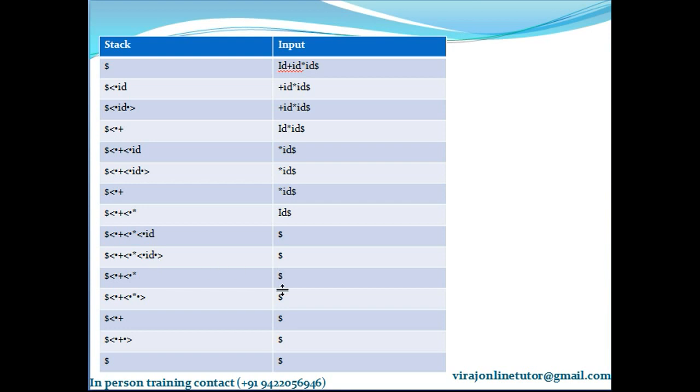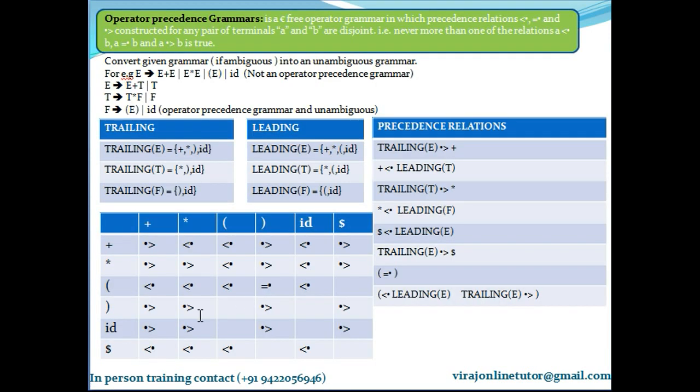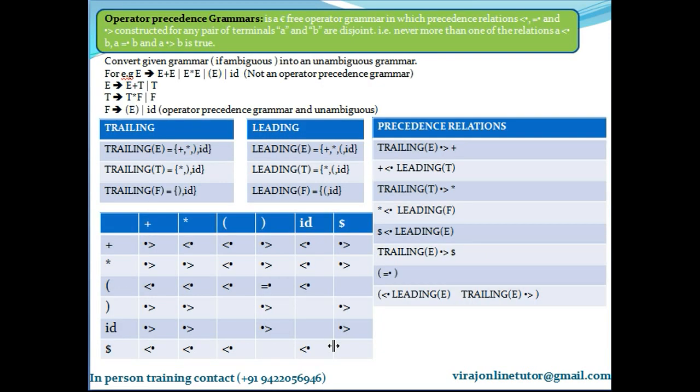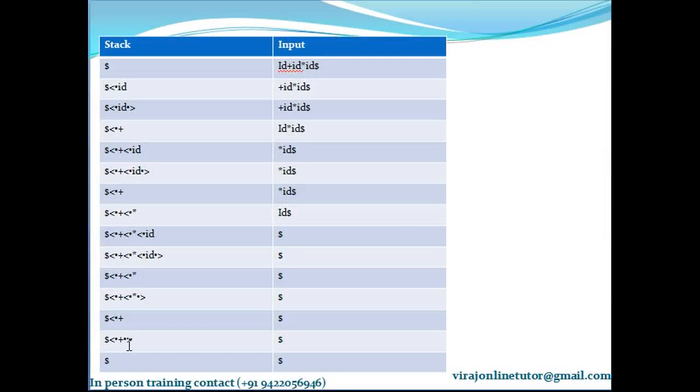What is asterisk on dollar? Asterisk on dollar is greater than, right? Fine. So keep on popping the elements till you encounter first less than. So plus remains. What is plus on dollar? Plus on dollar is greater than. So keep on popping the elements till you encounter first less than. So there is nothing on stack, nothing on input. So input parsing is done.